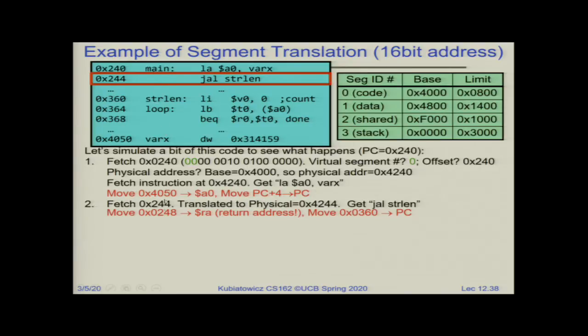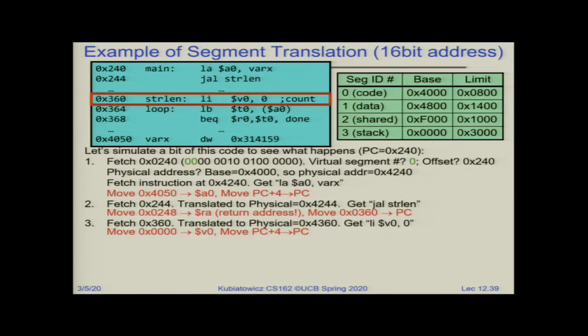So we're going to move 248, which is the thing right after this, into the return address, because when we return, we're going to come back to the instruction after the jump and link call. So, why do we move 248 into the return address and not a translated 248? Because the processor's working on virtual addresses. And why do we move 360 into the PC instead of a translated PC? Because the processor's working in virtual addresses.